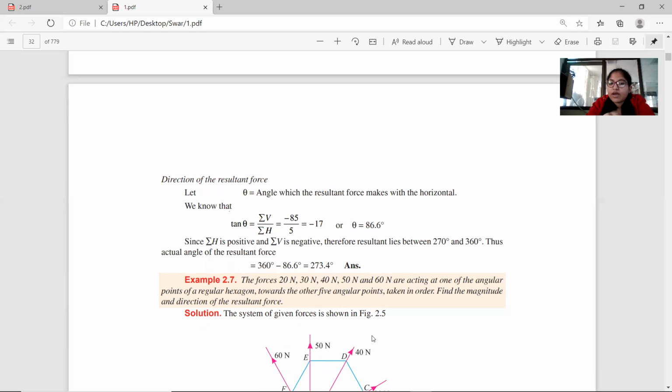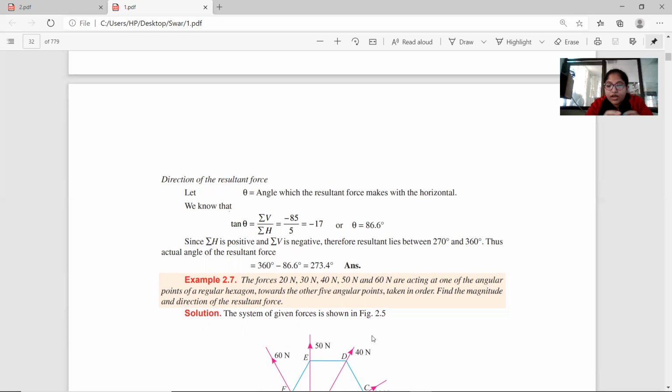Now since sigma h is positive and sigma v is negative, here is a new thing. In the previous question, both values were positive. Now in this question, one value is positive and the other is negative, so we have to calculate according to that. The resultant force lies in the section where sigma h, that means my x direction, is positive, and sigma v, that means my y direction, is negative.